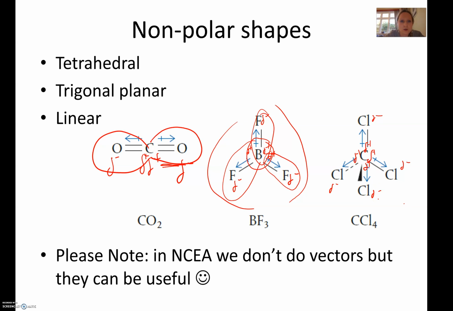Okay, now we don't do vectors in NCEA. Vectors are these lines which show the direction towards the more electronegative atom, but it can be quite useful to explain this at times. So all of these shapes are classed as being symmetrical, their dipoles cancel and they're non-polar. Please be mindful, you will not achieve this question if you say that the bonds cancel, because the bonds are not cancelling, it's just the dipoles created from the bonds which are cancelling.